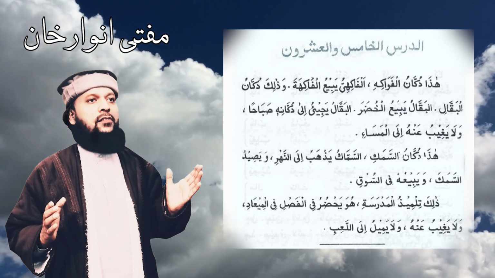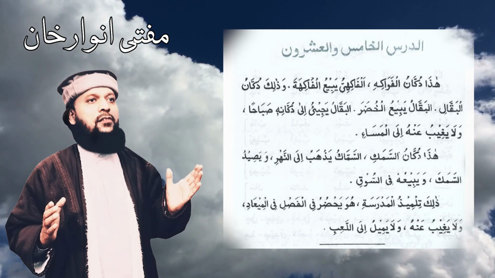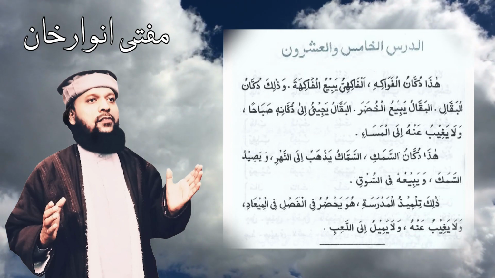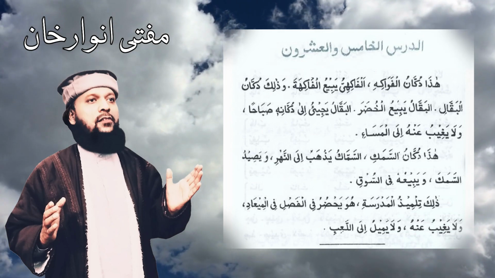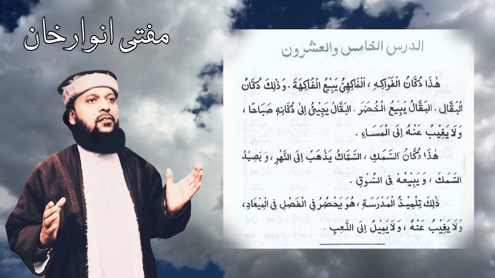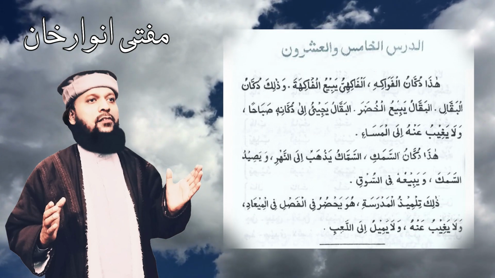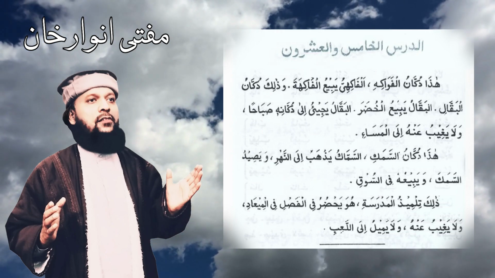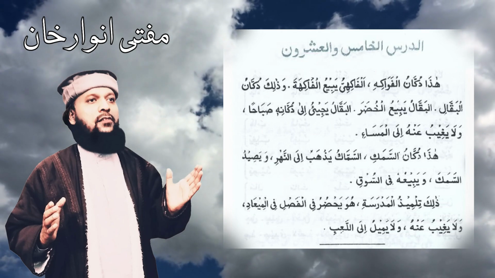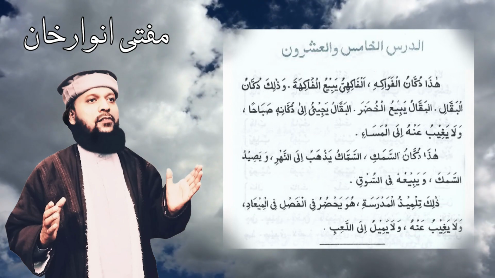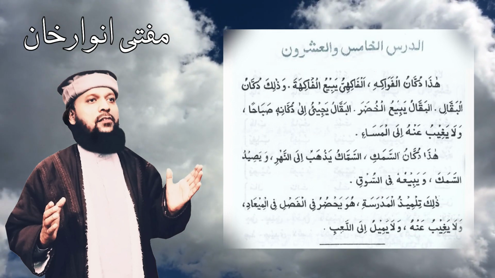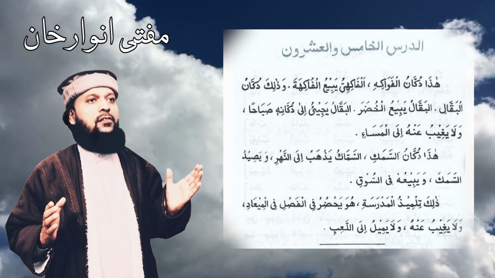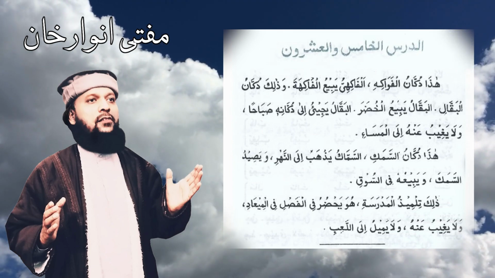Okay, so again I am translating this paragraph. ذَلِكَ تِلْمِيذُ الْمَدْرَسَةِ. تِلْمِيذُ الْمَدْرَسَةِ, again a possessive structure. He is a school student or student of the school. هُوَ يَحْضُرُ فِي الْفَصْلِ فِي الْمِيعَادِ, he attends the classroom فِي الْمِيعَادِ, on time. وَلَا يَغِيبُ عَنْهُ, and he does not leave that, meaning he is not absent from there, meaning he does not like to be absent from there. وَلَا يَمِيلُ إِلَى اللَّعِبِ, and he is not inclined to playing, or he does not like playing.